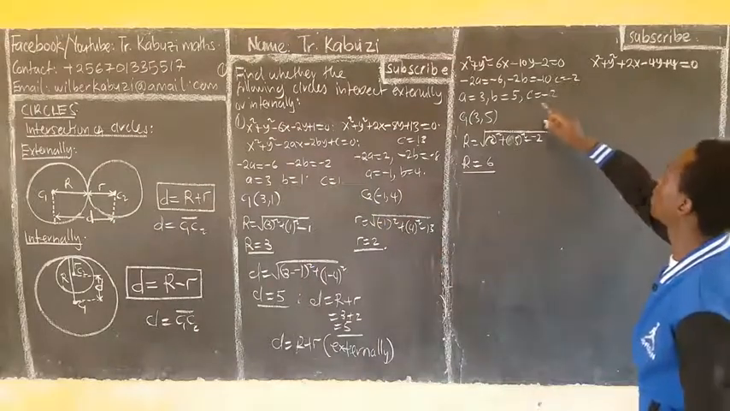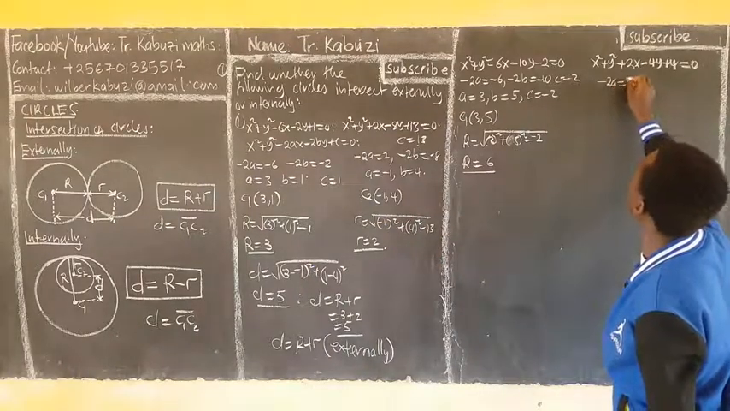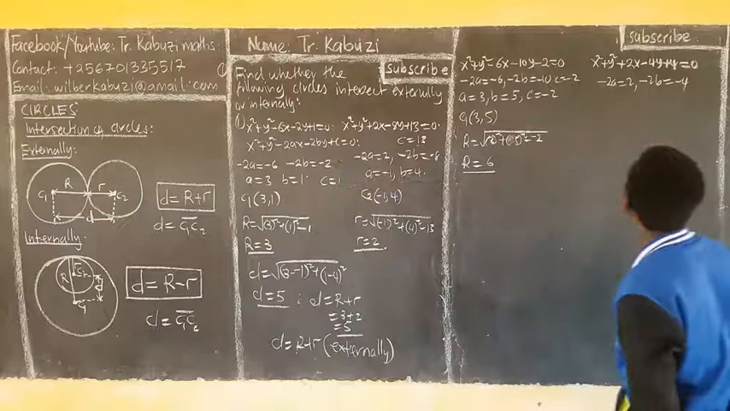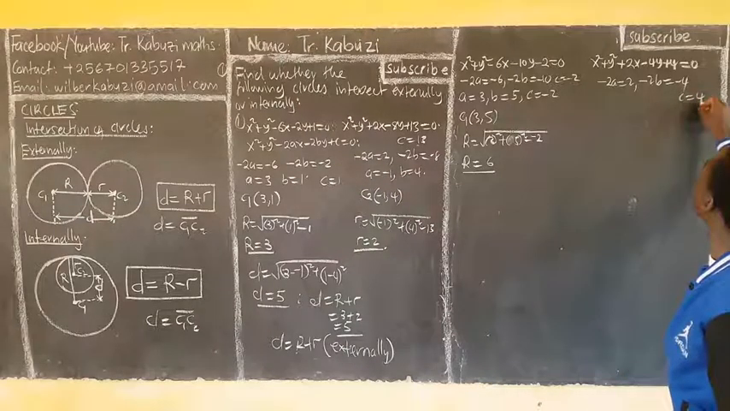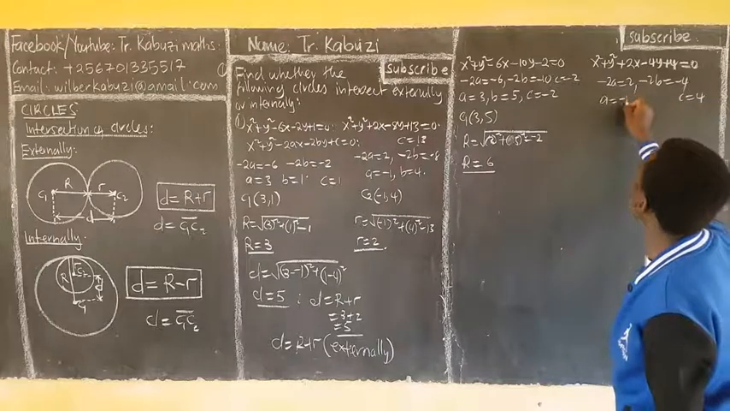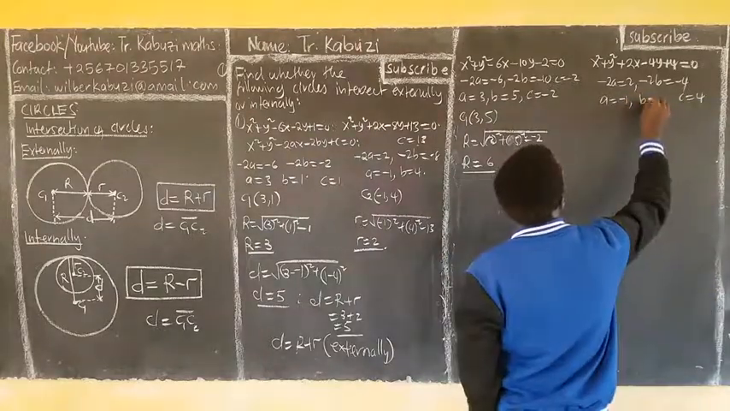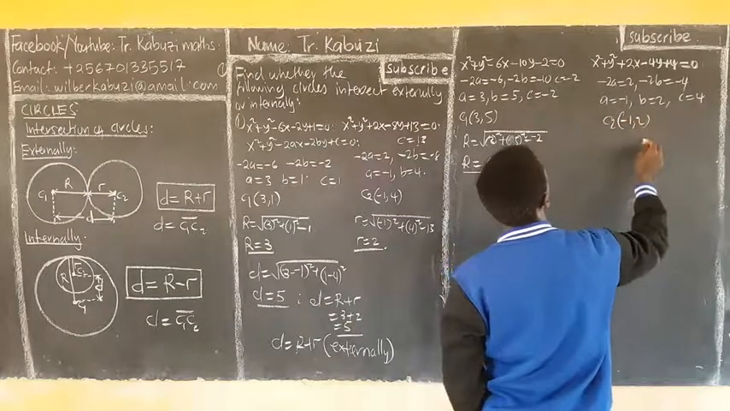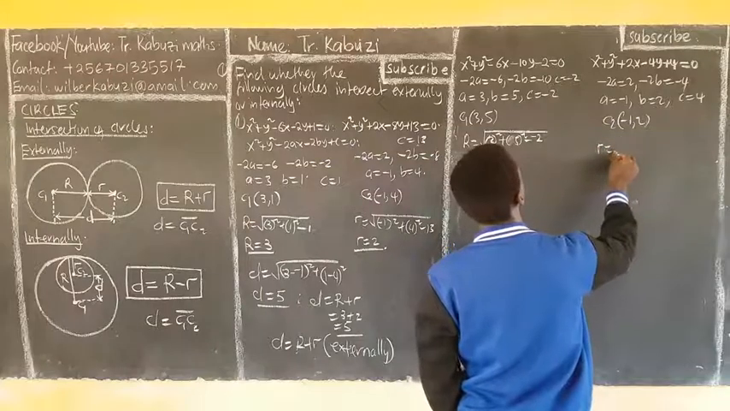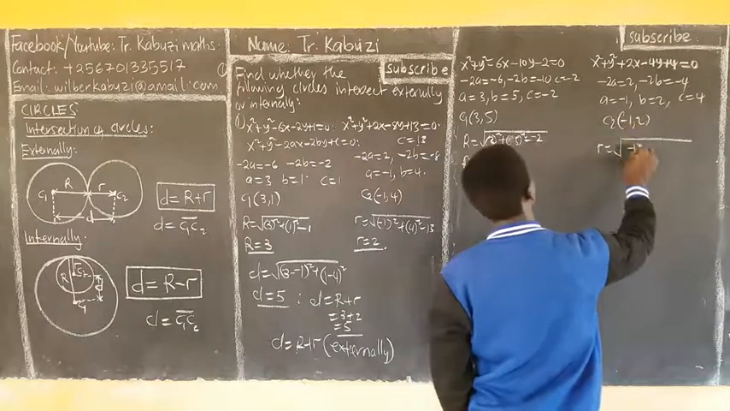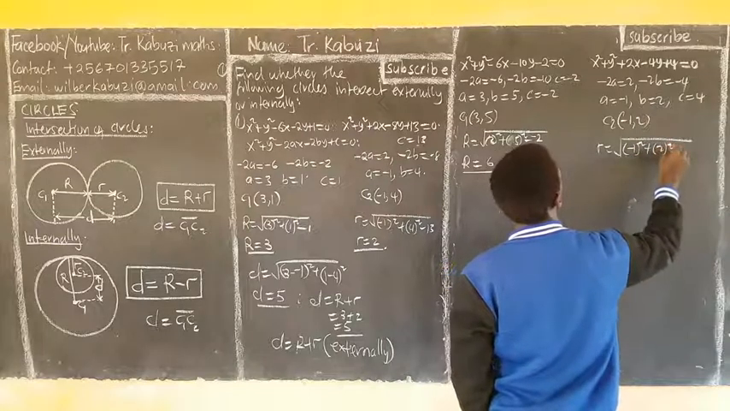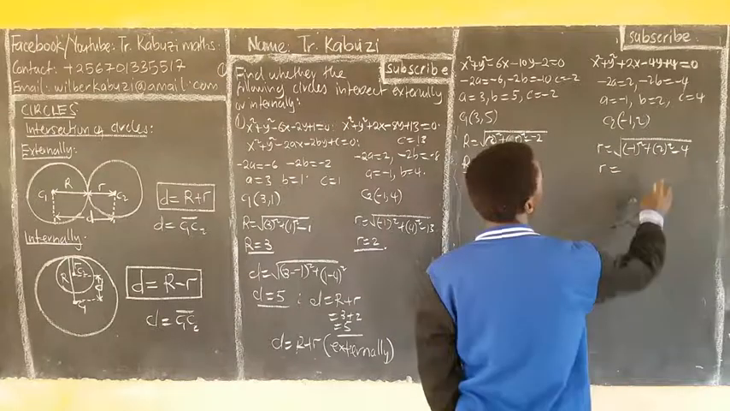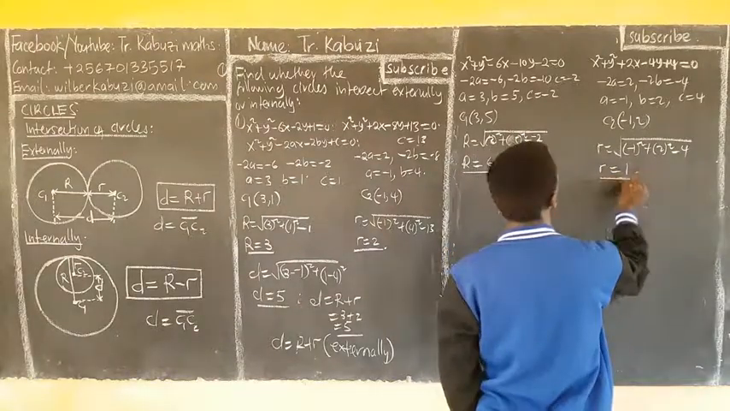When I come to this one, I compare: negative 2a will be 2, and negative 2b will be negative 4. And compare it with this, so that our c is going to be 4. From here, I see that my a is negative 1, my b is 2. So my second center is negative 1, 2, and I get the other radius, which is the square root of 1 plus 4, minus 4. Now this radius is going to be 4 minus 4, it's going to be 1.